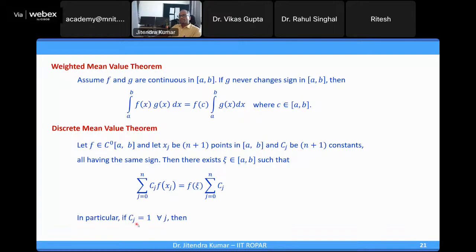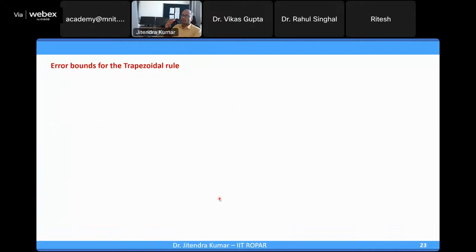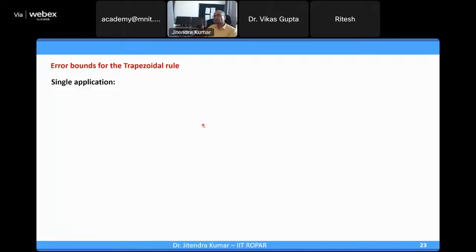So in particular, if the c_j's equal 1 for all j, then we have this nice result with 1 over n plus 1. So it's kind of an average of this function, which will be equal to the function value at some point in this interval a to b. These two weighted theorems we will now be using in this proof of the error, or rather error bounds, for the trapezoidal rule.